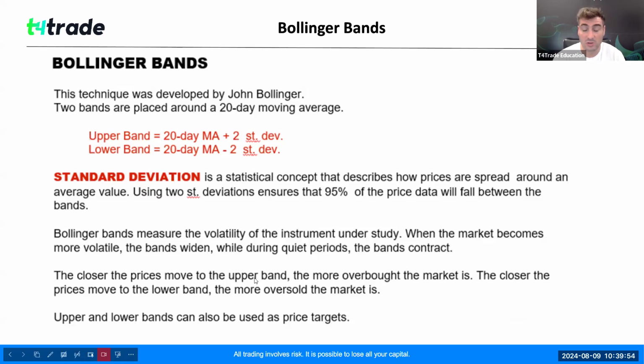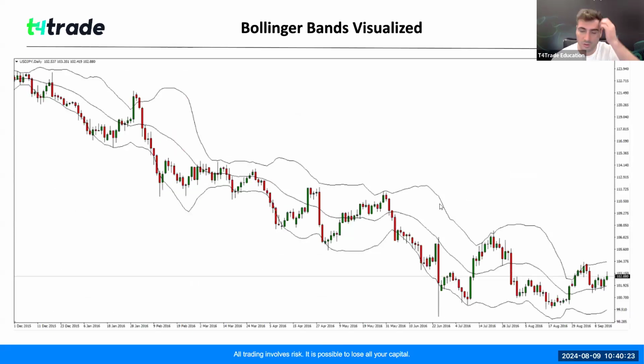On the flip side, the closer the prices move to the lower band, the more oversold the market is. And this sparks short-term dip buying opportunities, or at least triggers the mentality of dip buyers, and therefore most of the time you see this correction following afterwards once you see the break above or below the bands. So upper and lower bands can also be used as price targets. We're going to go into the details here. So where the market is headed, clearly south, clearly downwards. You can clearly see that from the price action alone.